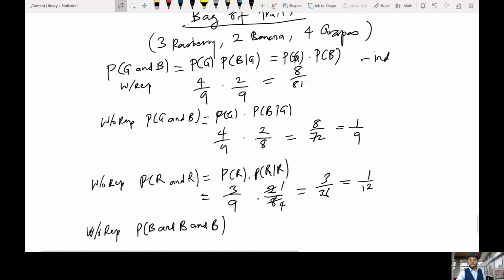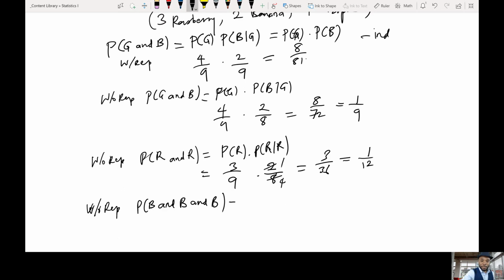Is this an impossible event or not? So what's the probability of drawing a banana and then a banana and then a banana? First, how many bananas do we have in the bag? We have just 2 bananas. So clearly this would be an impossible event. It's impossible for us to draw a banana and then a banana and then a banana.